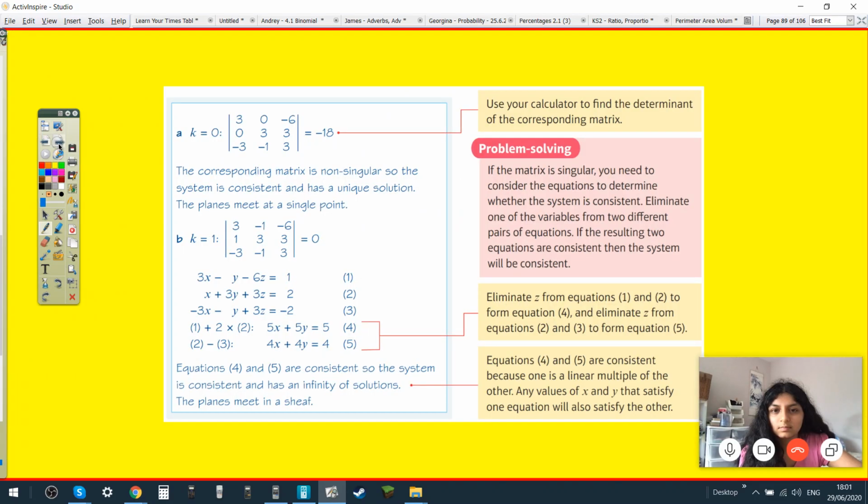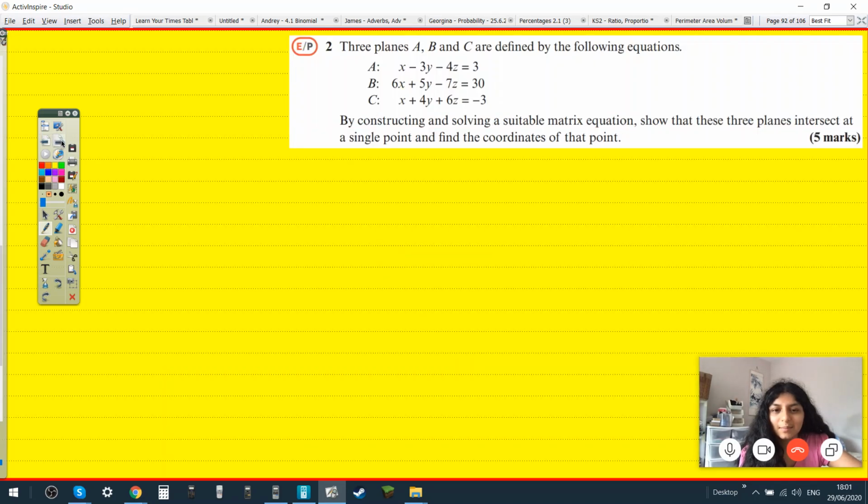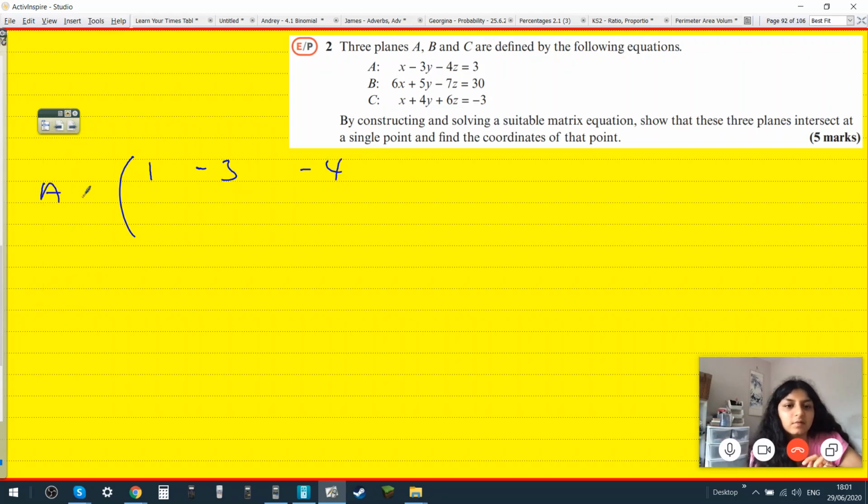Oh, the insanity. Why does stuff get insane? Right, let's do this one. We don't even need to do planes. Show that they intersect. Simultaneous equations. There we go. So 1, minus 3, minus 4, 6.